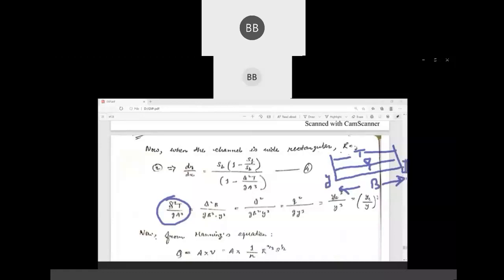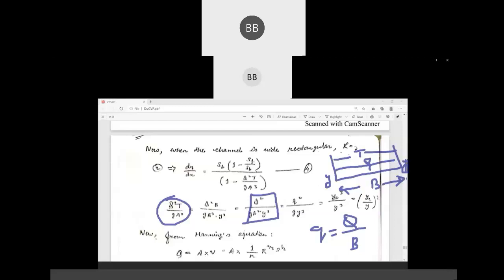Divided by g, area again is B into y. For a rectangular channel your area is B into y, so B cube into y cube. Then again you have Q square, so this B and here one B will be cancelled out, so we'll get g B square y cube. Again your small q is discharge per unit width, so in place of Q square and B square you can write small q square by g y cube. This is nothing but your yc for a rectangular channel.